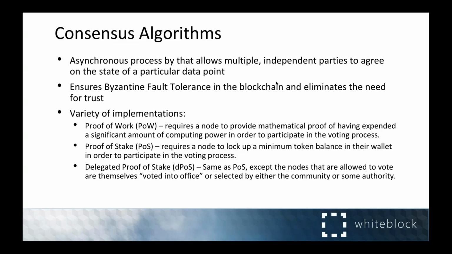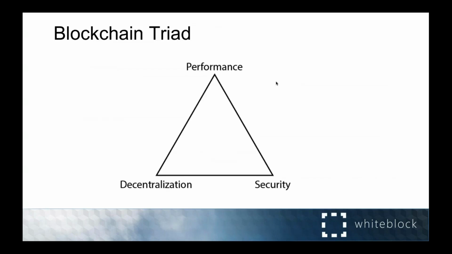And there's a lot of different flavors for each one of these. So for performance, I have this thing, it's called the blockchain triad, right? So there's performance, decentralization, and security. In order to have more of one, you have to sacrifice the other. But these are the three elements that I generally associate with blockchain.